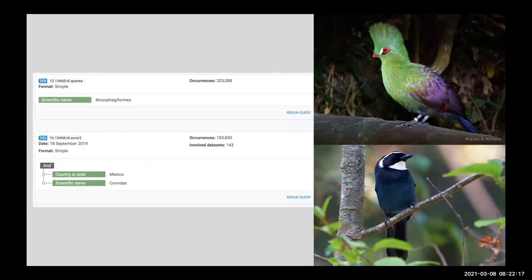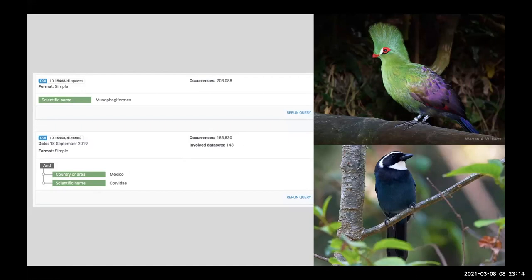So where we come back to is what I call primary biodiversity data. And again, this is the sort of data resource that a bunch of people on this call have put major, major effort into producing. But these are individual granular data records that say a particular species at a particular place at a particular time. Okay, so for example, for Turacos, a couple years ago when I made this slide, there were 200,000 records online. This is for all species of corvids in Mexico, there are 183,000 records online.